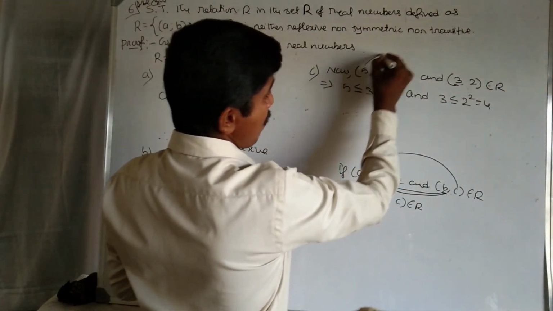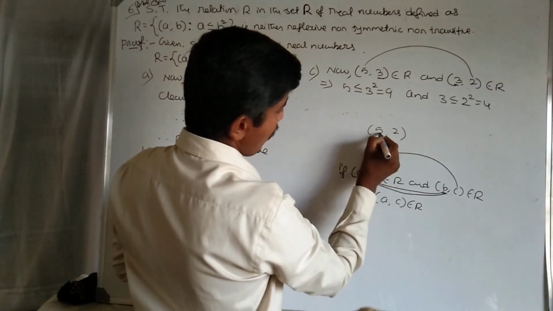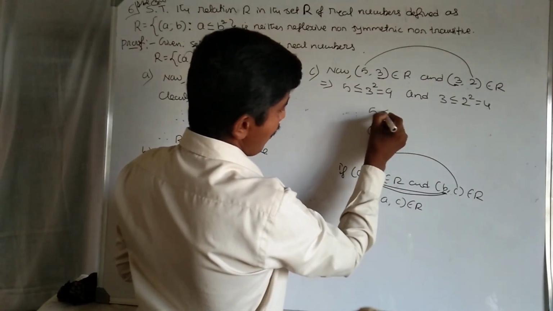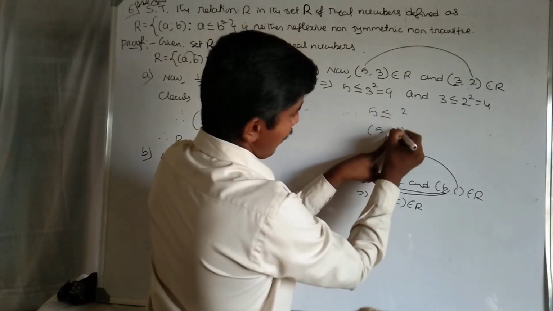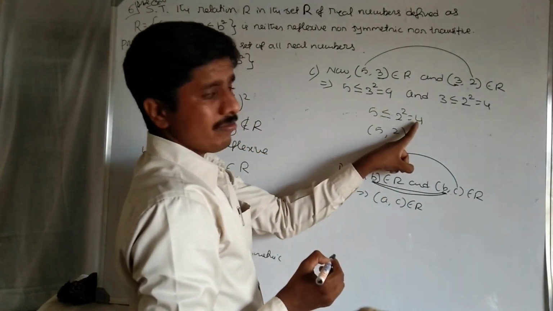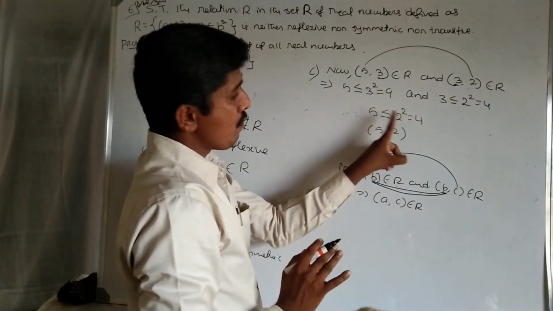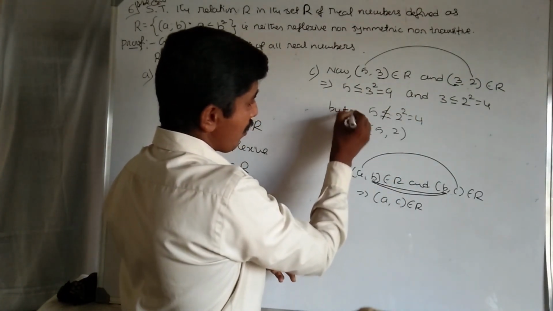Now write the relation between 5 and 2. Your first element 5 is less than or equal to the square of the second element 2. 2 squared is 4. Is 5 less than or equal to 4? It is not true. 5 is greater than 4, not less than or equal to 4.